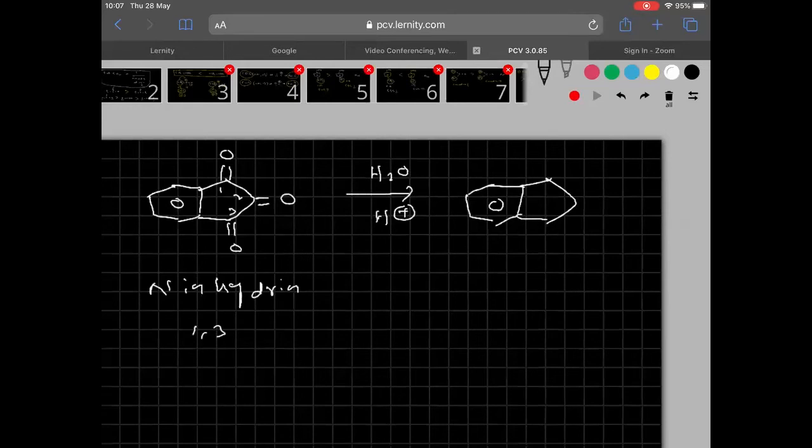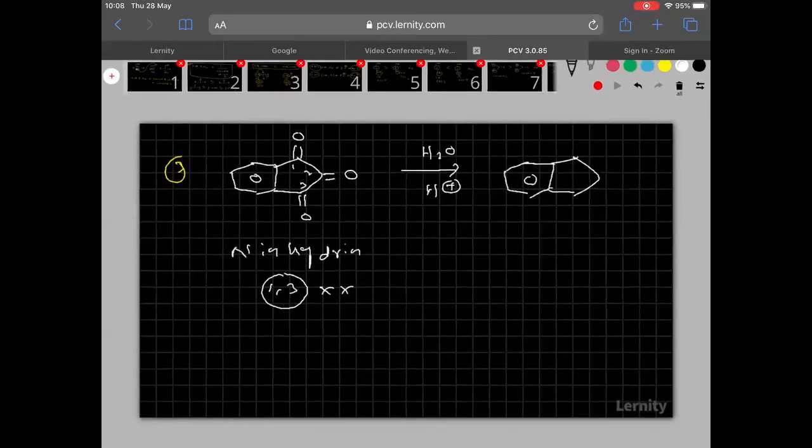Okay. So at 1 and 3, remember everyone, reaction does not happen. Reaction happens at second one. So 1 and 3, I am writing as it is. See clearly. Reaction happens at second one, so here one OH will come, then here also one OH will come.